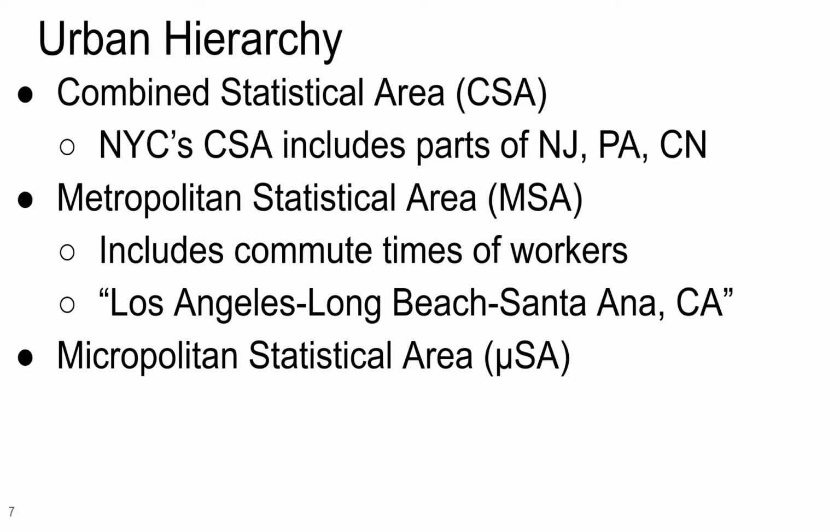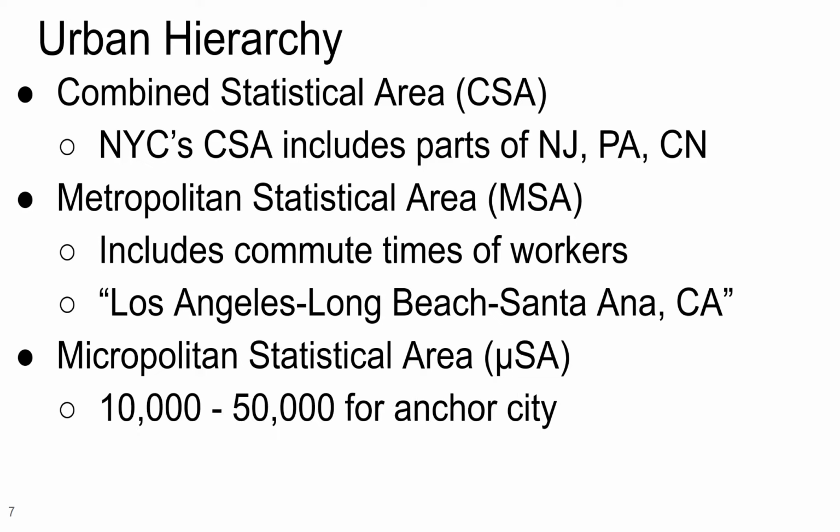There's micropolitan. Those are tiny, tiny, tiny: 10,000 to 50,000 for an anchor city within that area. So the micro refers to the city not being bigger than 50,000 people within that micropolitan statistical area. And then finally, there are just rural areas that would have low density, not a lot of pavement per square mile.